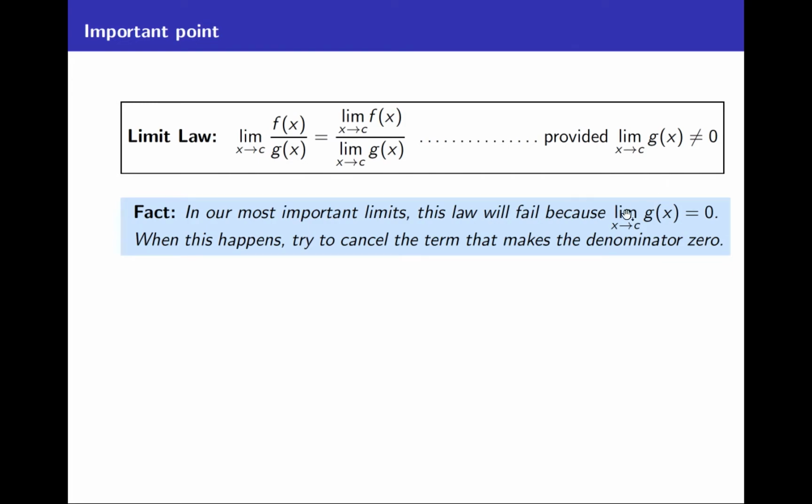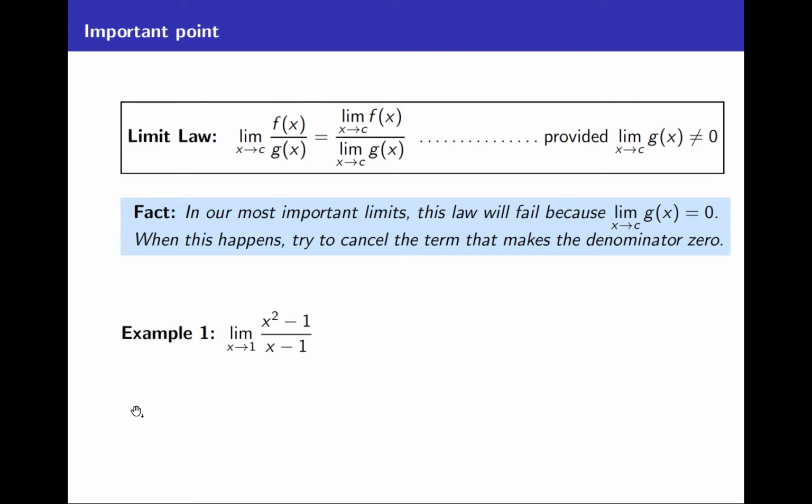It will not apply. When this happens, your strategy will always be to try to cancel the term that makes the denominator 0. The term that was given you as 0 in the denominator. We're going to work a bunch of examples now, where in every single example, we'll cancel the term that's making the denominator 0. And in every single example, this law will fail, and we'll have to overcome it with an algebraic simplification.